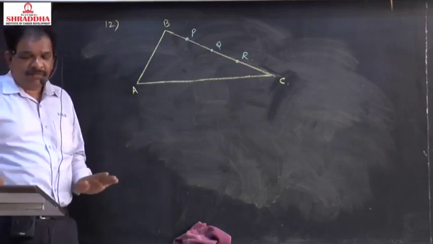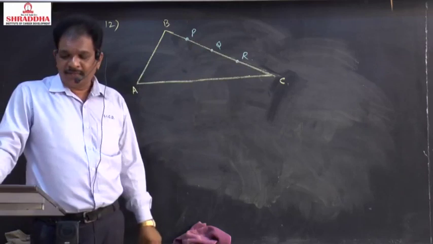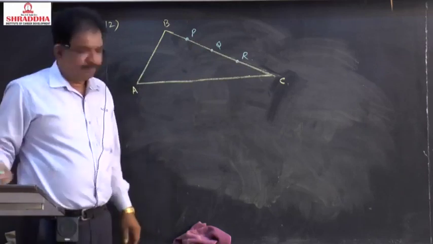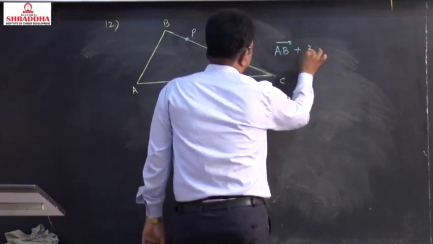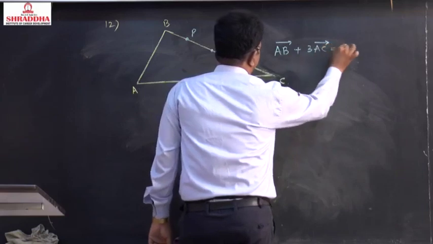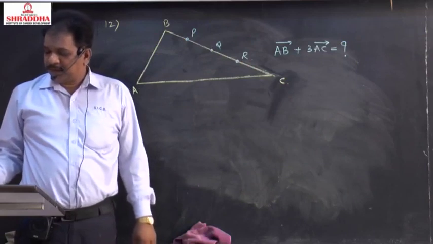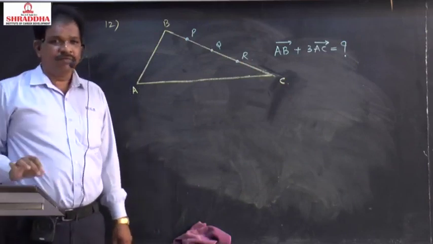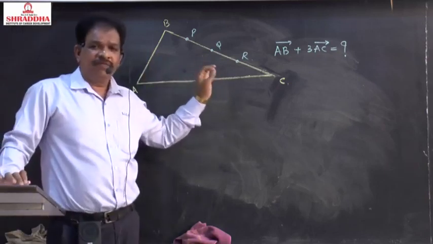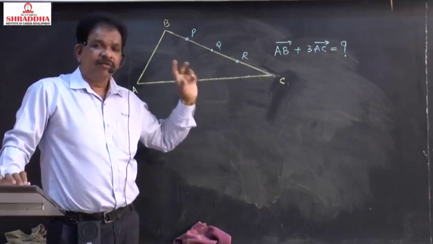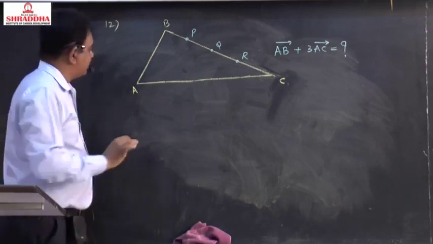BC is divided into 4 equal parts by P, Q, R. Then the resultant of AB bar plus 3AC bar is equal to how much? That is the question. Completely this vector will be new for you. This type of problems, this type of concepts never came for you in the earlier classes. So pay attention for getting the knowledge about it.